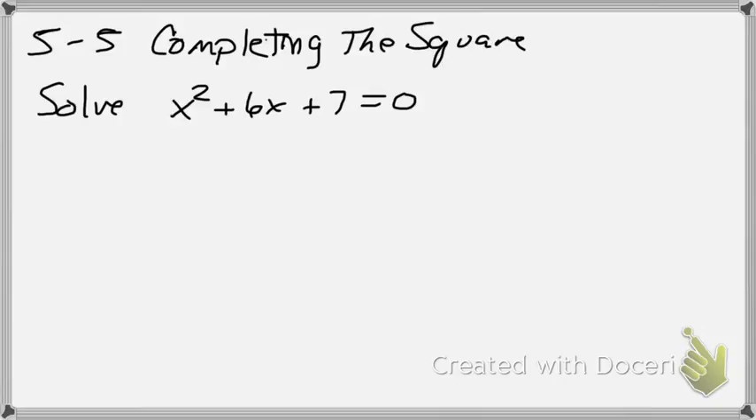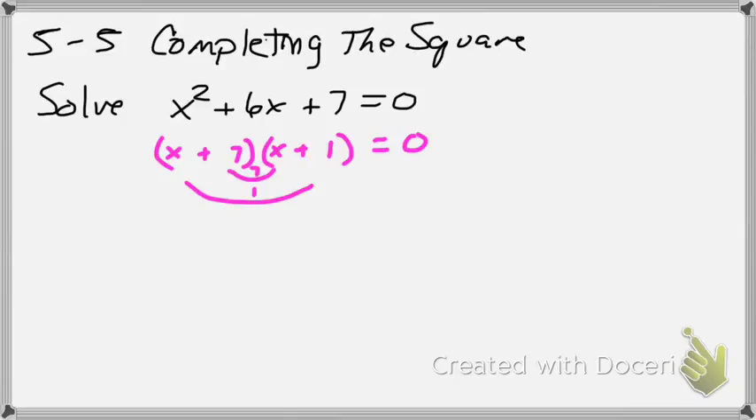If you try to factor this one, the only thing you can try is 7 and 1. And since it's positive 7, it's just not going to work to get 6. So this equation is not factorable. So now we're in a pickle because our two tried and true ways of doing this problem don't work. So we have to come up with other methods.